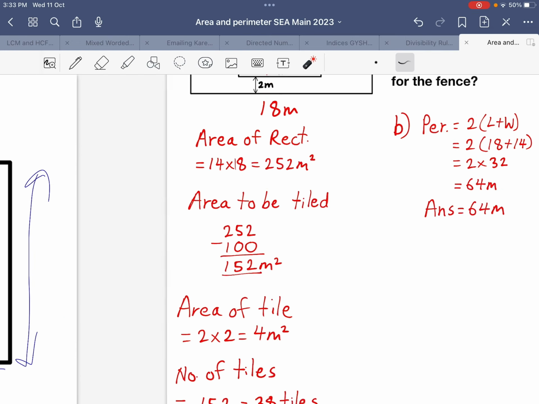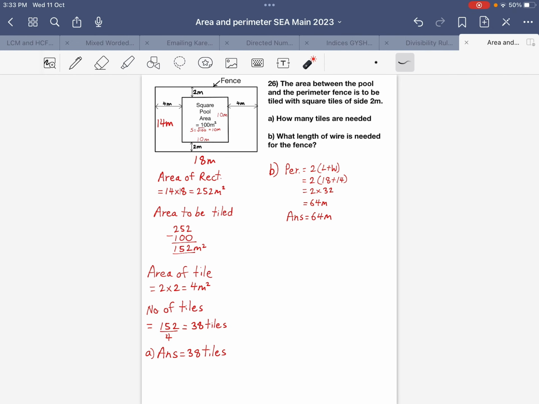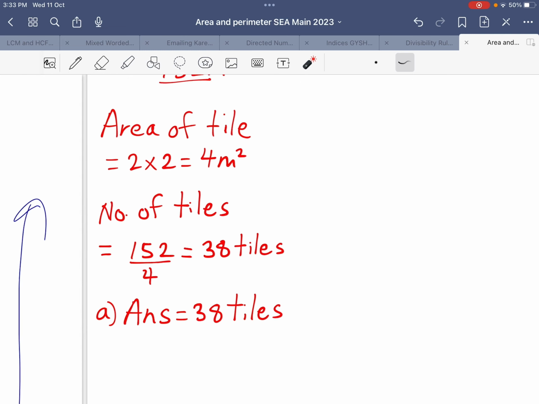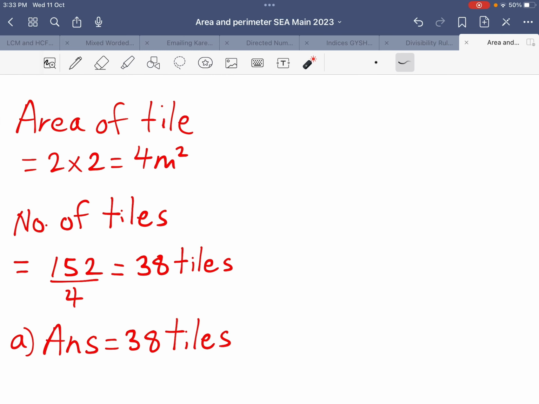And then we must determine how many tiles are needed. So that will be the concerned area, or the area to be tiled, which is 152, divided by the area of one tile. And that will give us how many tiles. So don't get mixed up and divide by 2, which is the side of the tile. We have to divide by the area of the tile.